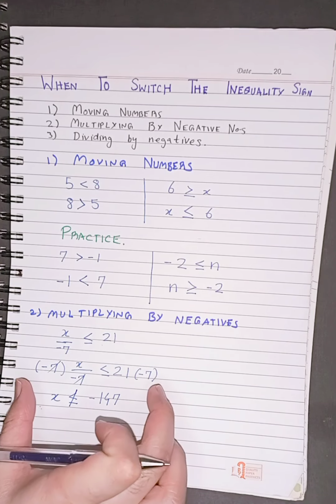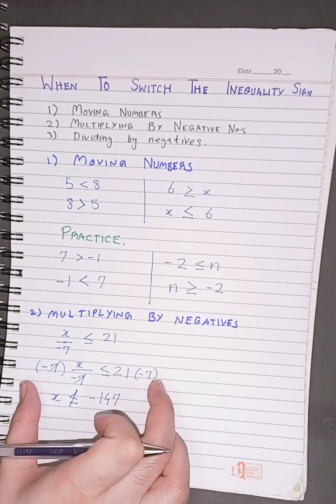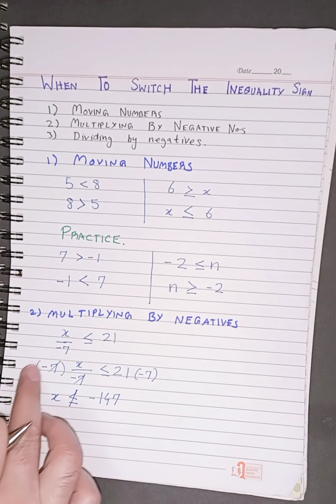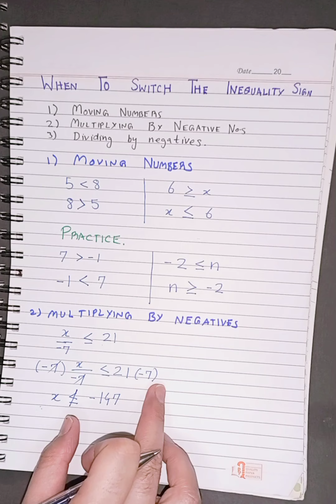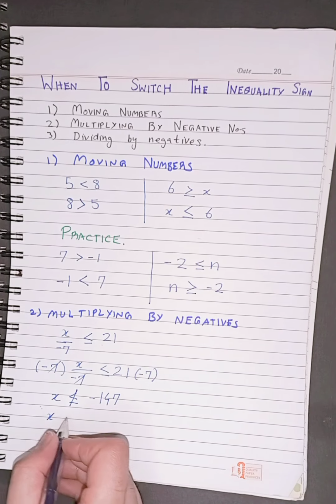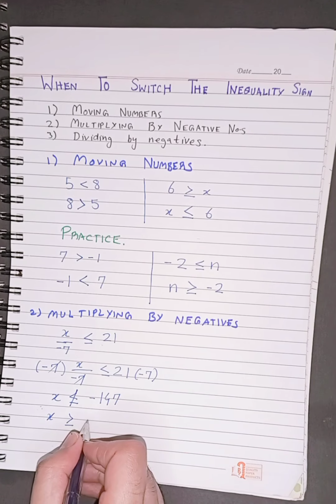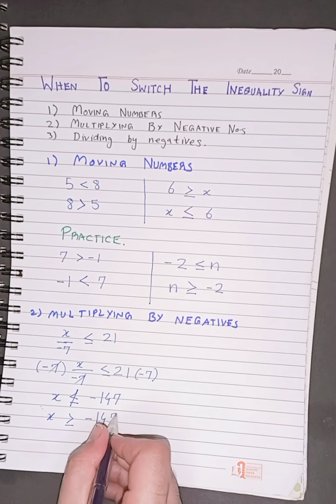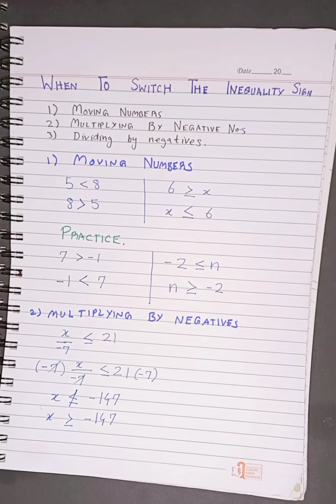This is the second scenario in which you will switch the sign. You see, you are multiplying by negative, so the sign will be switched. It will be written like x is greater than equal to minus 147. This is the correct answer.